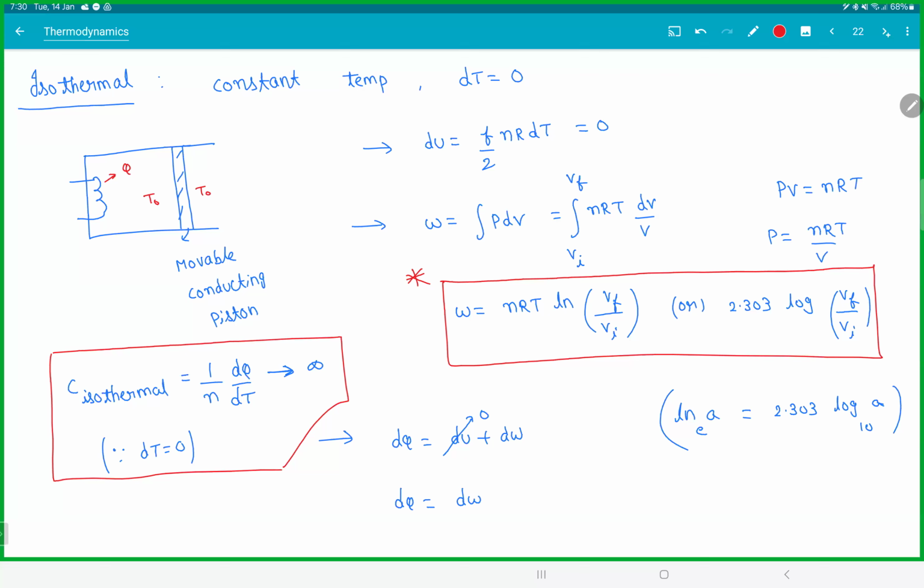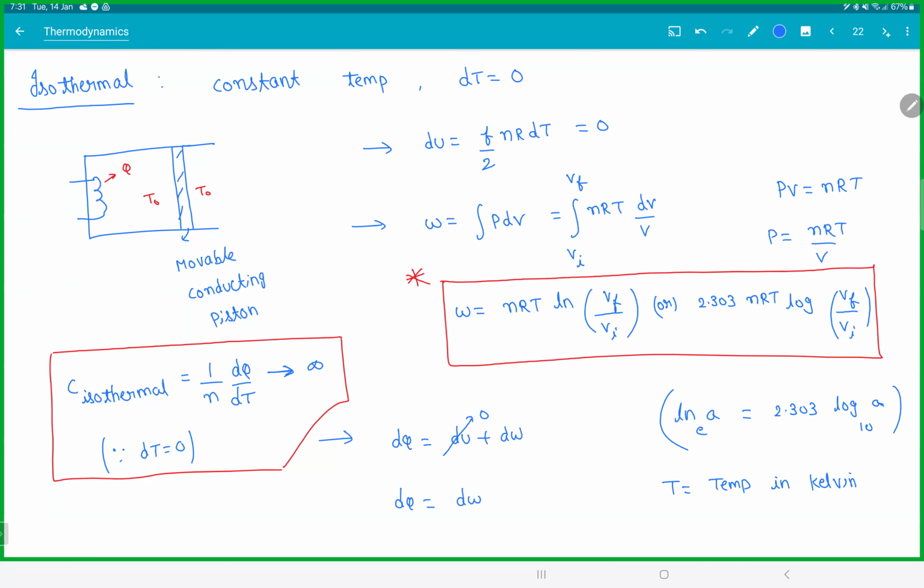Check it out. What happened to nRT? I ate them actually by accident. Be careful, T is in Kelvin. Temperature must be in Kelvin, always. Yeah, it is dependent on nRT, it is there, I forgot. Clear with this? That is the isothermal process.